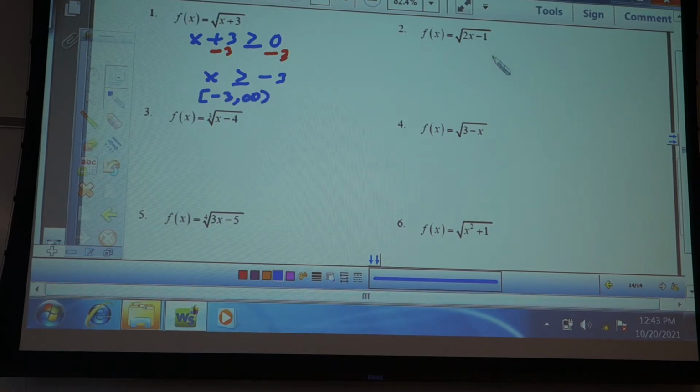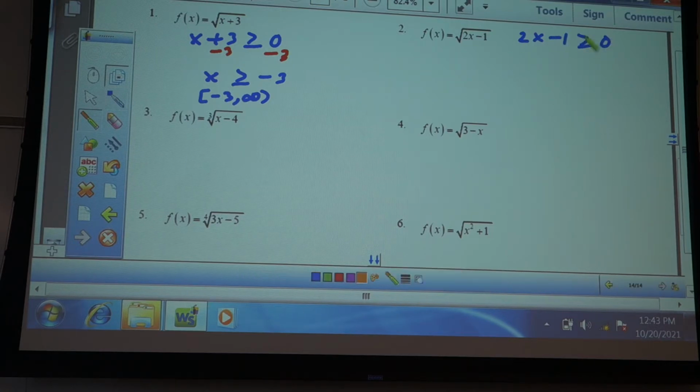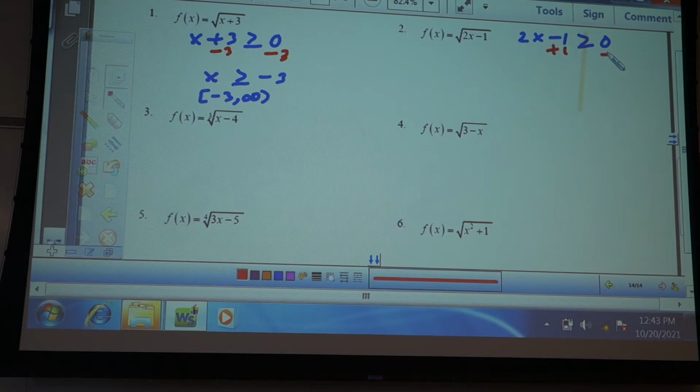Good. Next one, we have 2x minus 1 must be greater than or equal to 0. So here I'm going to do a couple things. I'm going to draw my little line here so I have it. First I'm going to add 1 to both sides. So then we'll end up with 2x is greater than or equal to 1. And now I'm going to divide both sides by 2. So then we have x is greater than or equal to 1/2, which means that my domain would be from 1/2 to infinity.